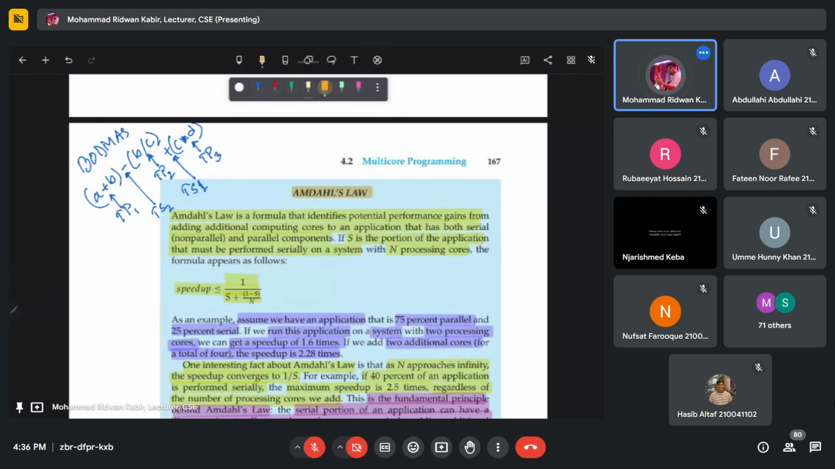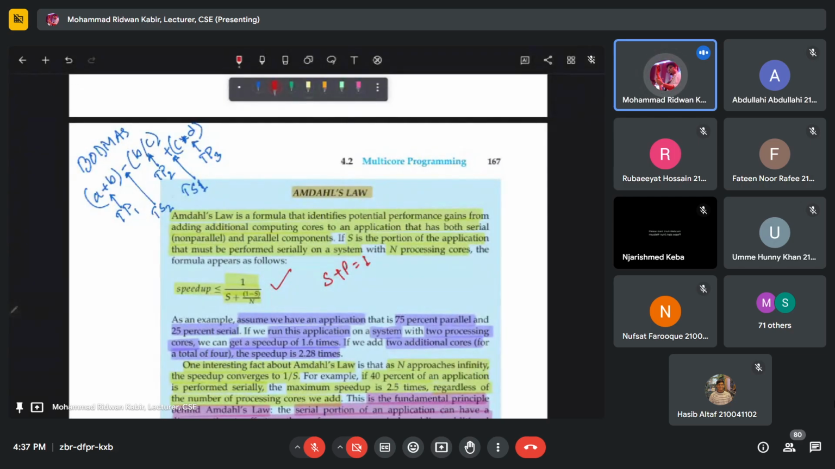Okay, and this Amdahl's law basically gives you an idea of the speed up as this particular formula, which says speed up is less than or equal to 1 upon S, where S stands for the serial part of the application represented in percentage, and 1 minus S represents the parallel part of the process, again represented in percentage, so that the summation of S plus P is equal to 1, right?